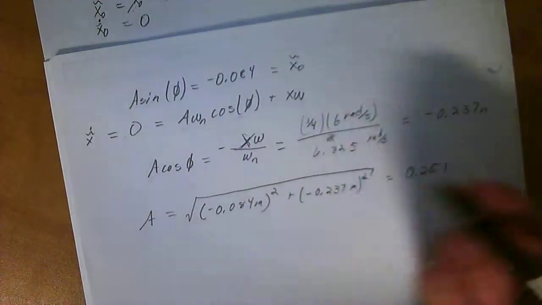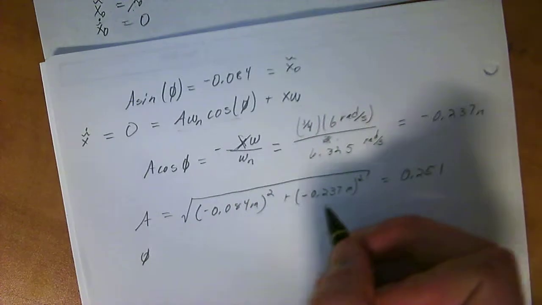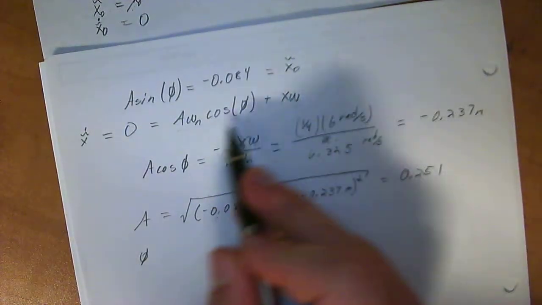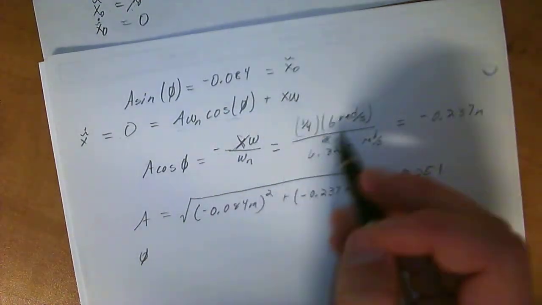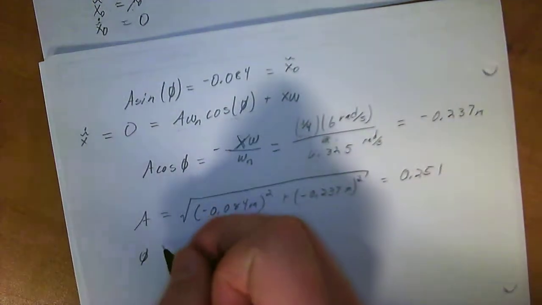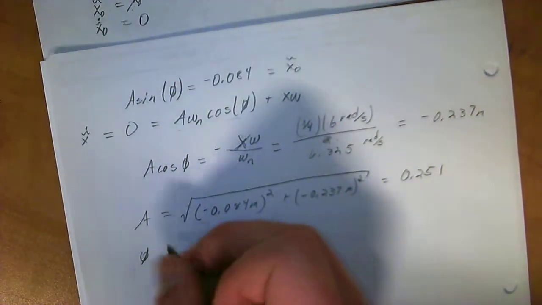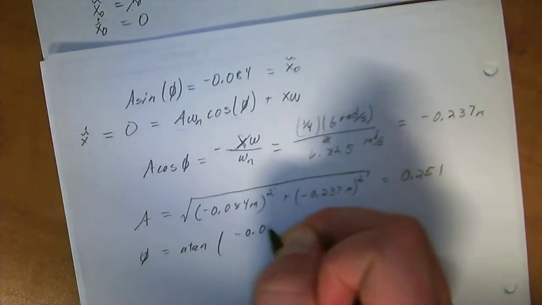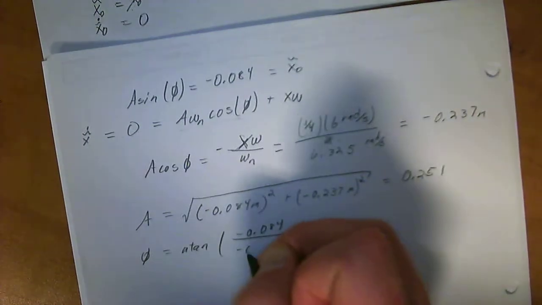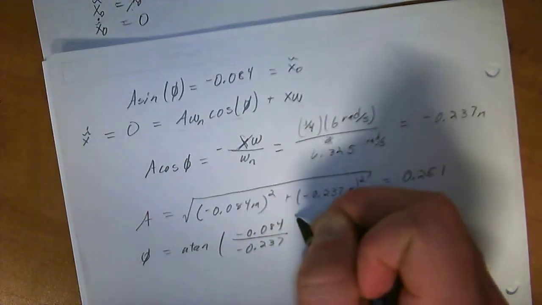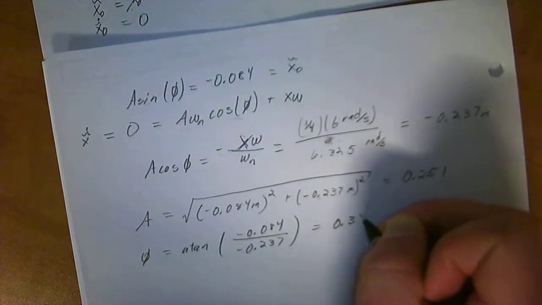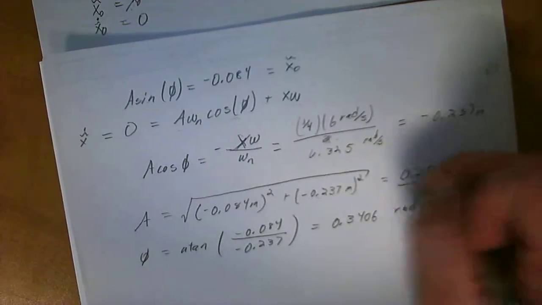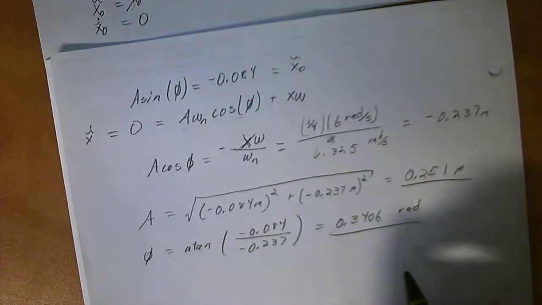And then I'm going to go ahead and solve for phi here, and then I'll explain where this equation comes from a little bit, and how you don't really have to do this whole solution up here, because this is a little bit excessive. And if you watch my method 1, I don't do all this work. It's quite a bit easier. Phi is the arctan of negative 0.084 all over negative 0.237, which is equal to 0.3406 radians. And this is meters. So you have your A and you have your phi now.